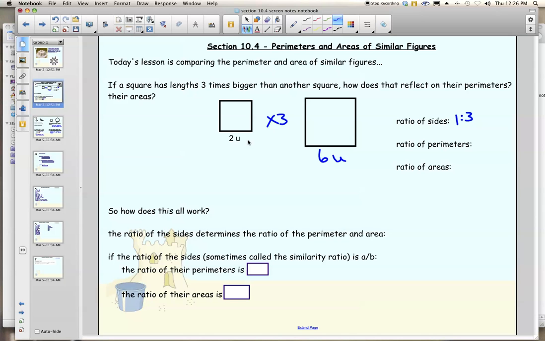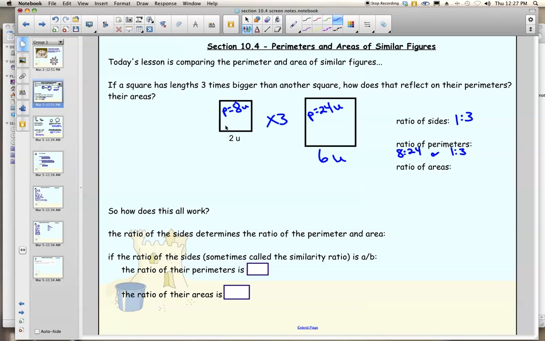Let's look at the perimeters. The perimeter of this square would be 2 plus 2 plus 2 plus 2, so it would be 8 units. The perimeter of this one would be 6 plus 6 plus 6 plus 6, which is 24 units. Notice that the ratio of their perimeters is 8 to 24, or 1 to 3. Notice that the ratio of their sides and the ratio of their perimeters is exactly the same. That's how it should be. The ratio of their sides and the ratio of their perimeters will always be exactly the same with similar figures. The areas are a little bit different.